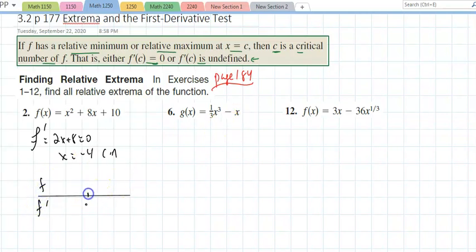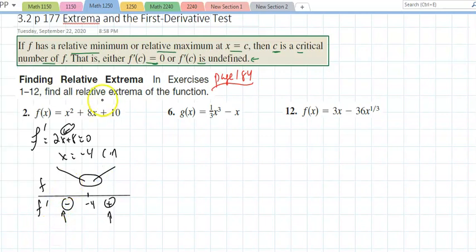If I put negative 4 there, and I pick a point to the left of negative 4, let's say negative 5, negative 5 times 2 is negative 10, plus 2 is negative. And if I pick a point to the right of negative 4, let's say 0, 2 times 0 is 0 plus 8 is positive. This function is decreasing, then it's increasing. That makes this a minimum.